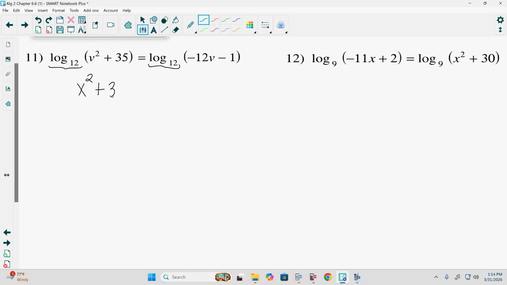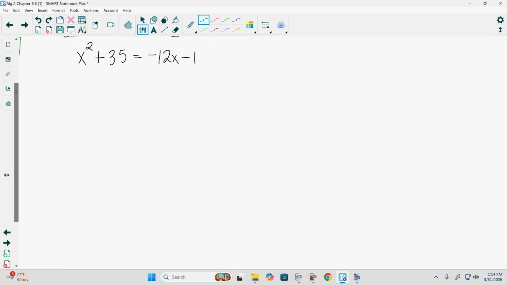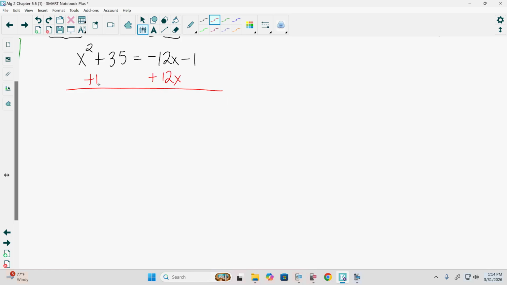I think yours says x, yes? I'm going to switch over to x because that's what y'all's paper has. It really doesn't make a big difference. For whatever reason, I wrote x instead of v. Since we have a quadratic term, we need to get this equation equal to 0, yes? What can we do first? We can add 12x. We could have also added 1 first. It really doesn't matter.